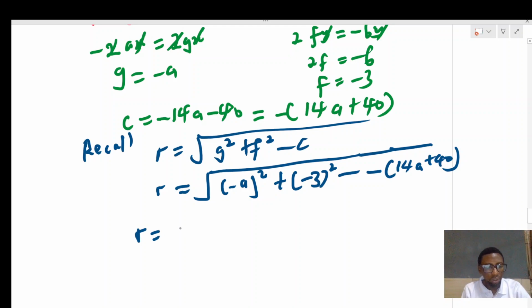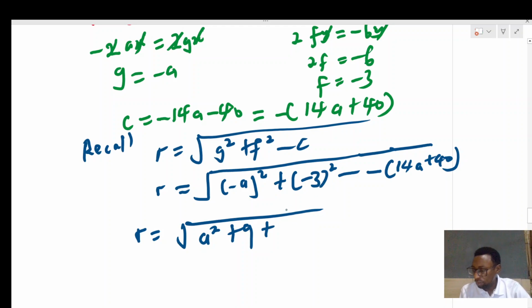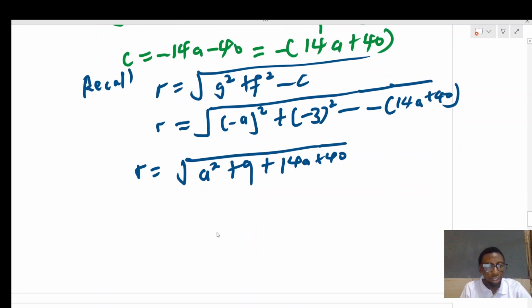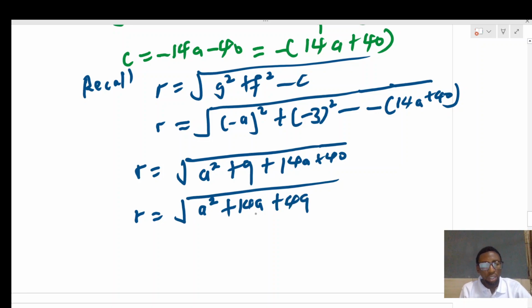So our r is now the square root of a squared, minus 9 gives us plus 14a plus 40. If I rearrange this, we have r equals the square root of a squared plus 14a plus 49. Okay, this is actually a perfect square.